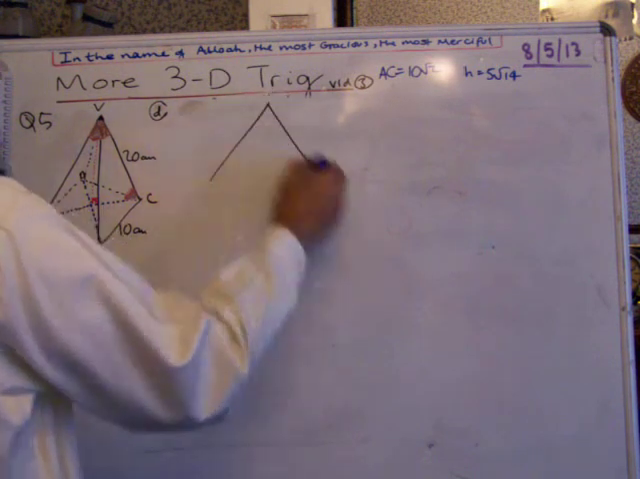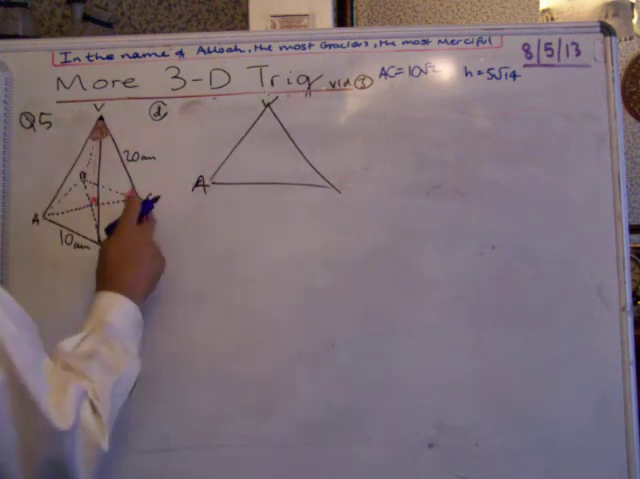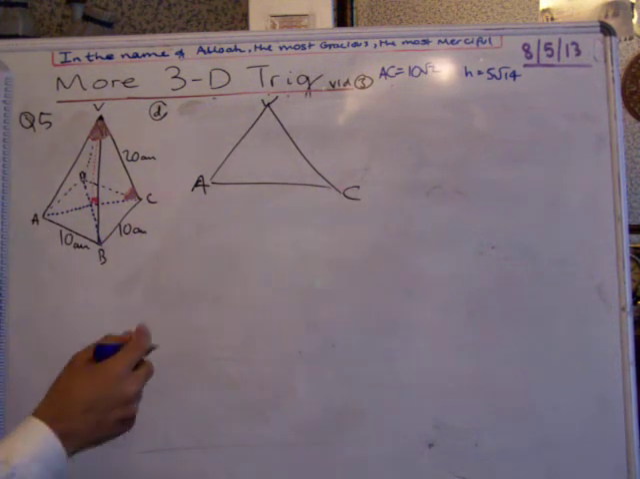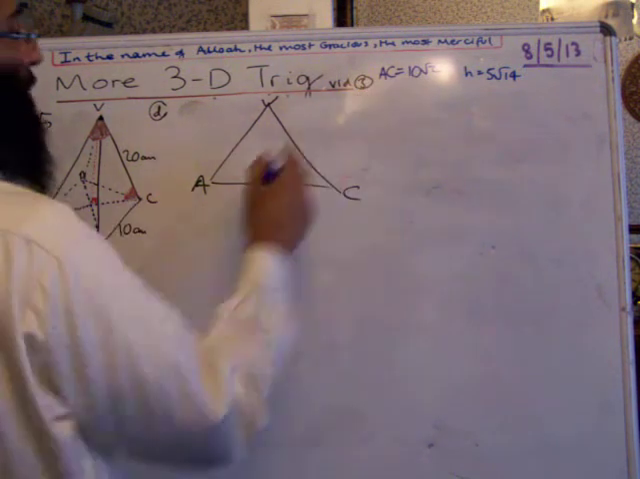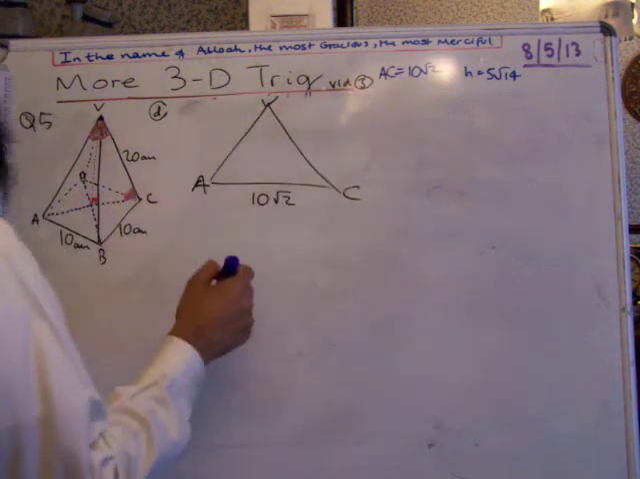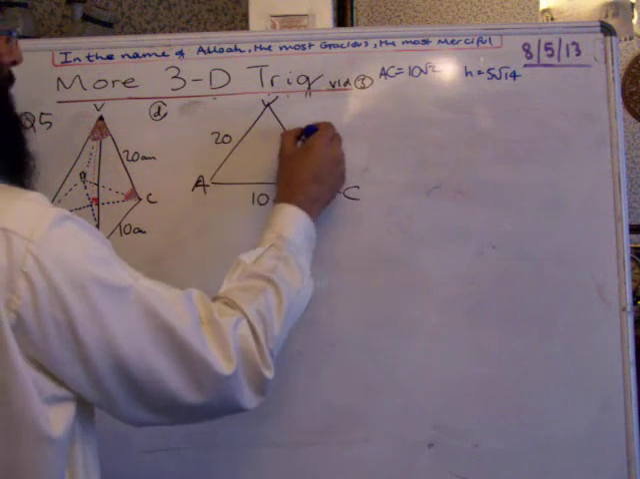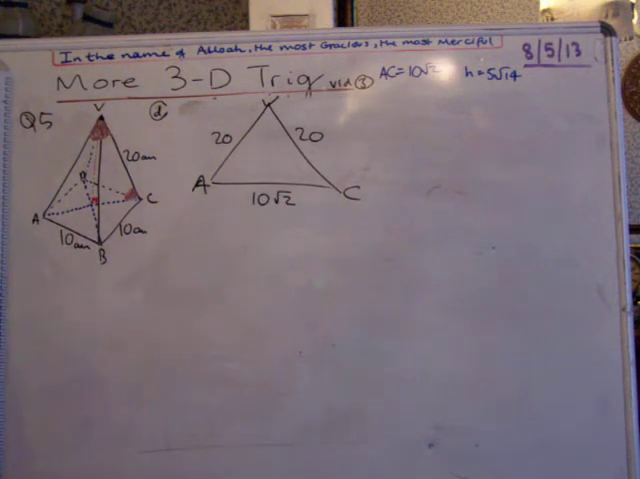So let's draw out the original diagram there. So there's my A, there's my V, there's my C. Now, remember before we worked out A to C? A to C is equal to what? 10 root 2, I think, from part 1. Okay, so this length here is still 20, this is still 20. Plus, this one is 10 root 2, it's a different number altogether.